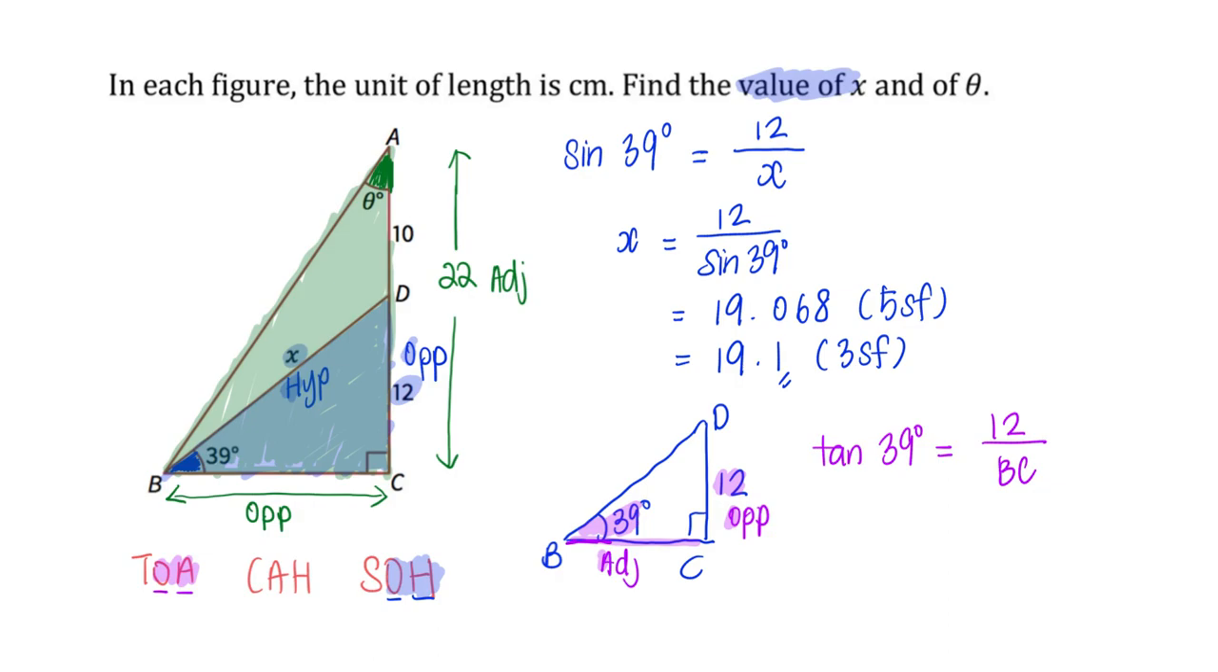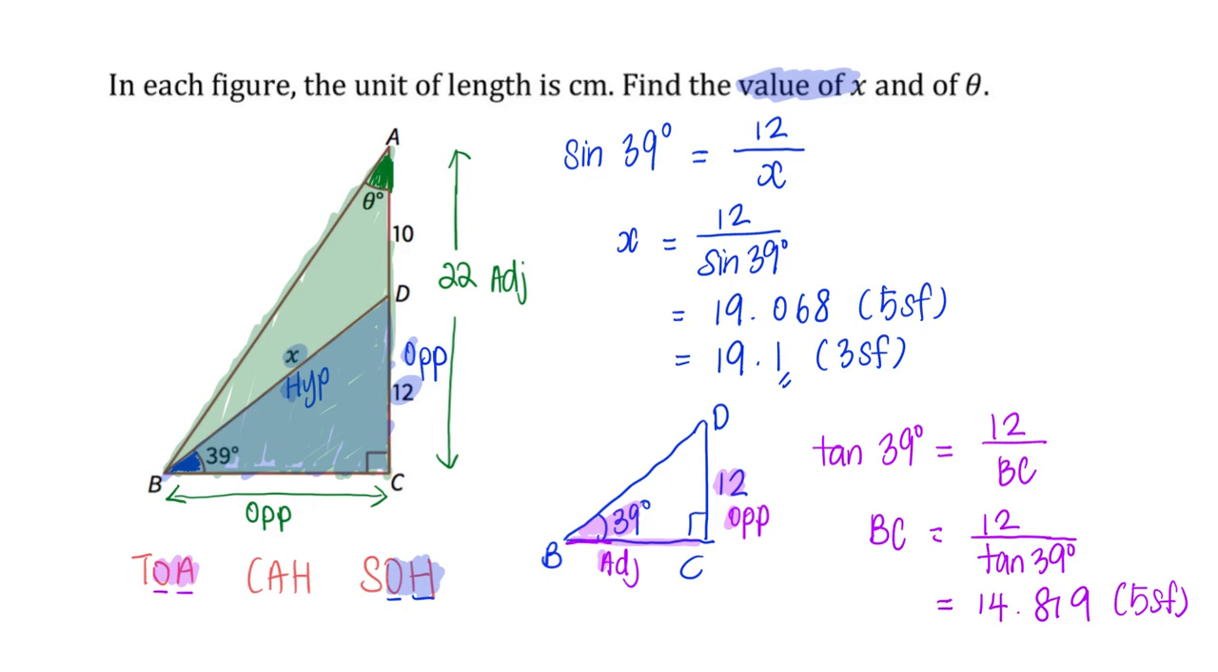So again, I'm going to multiply BC on both sides, as well as dividing by tangent 39 degrees on both sides. And this will give me a value of 14.819 to find BC. And I stop there because this length is not the final answer. This length is just part of the working to find my angle theta.